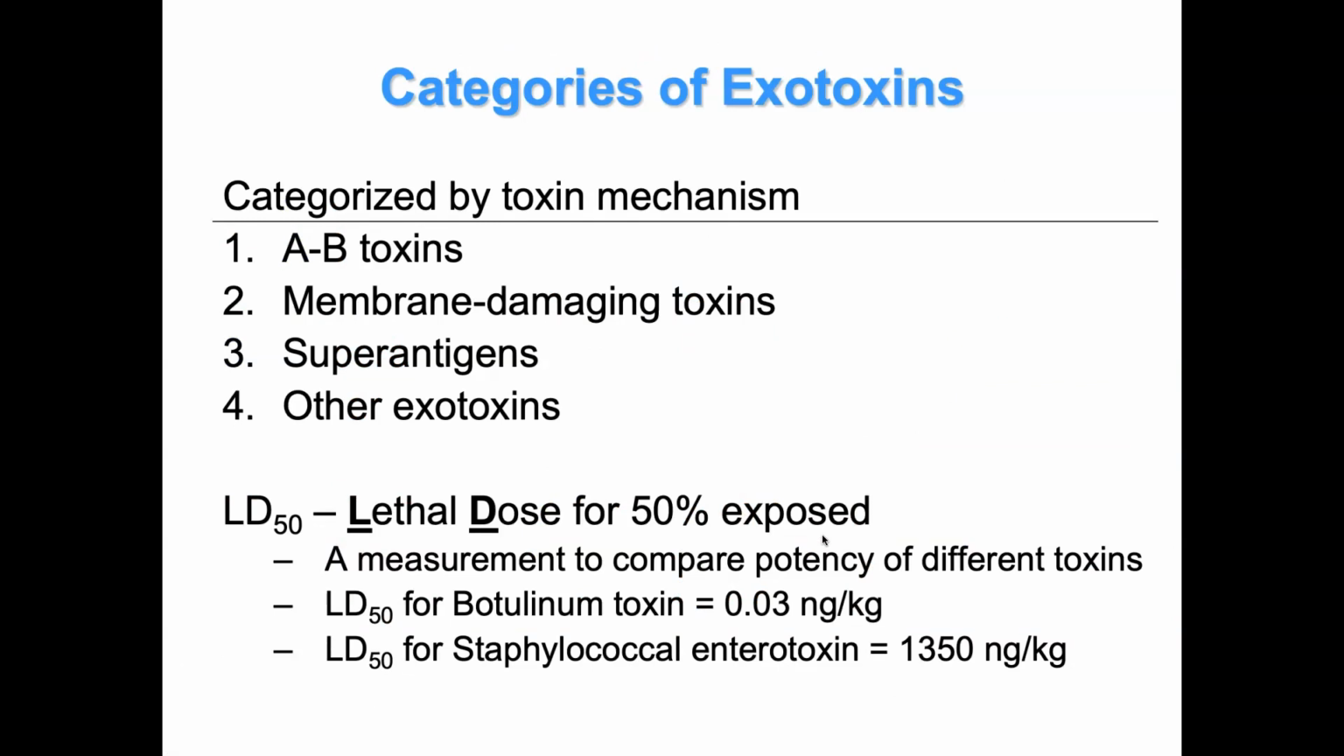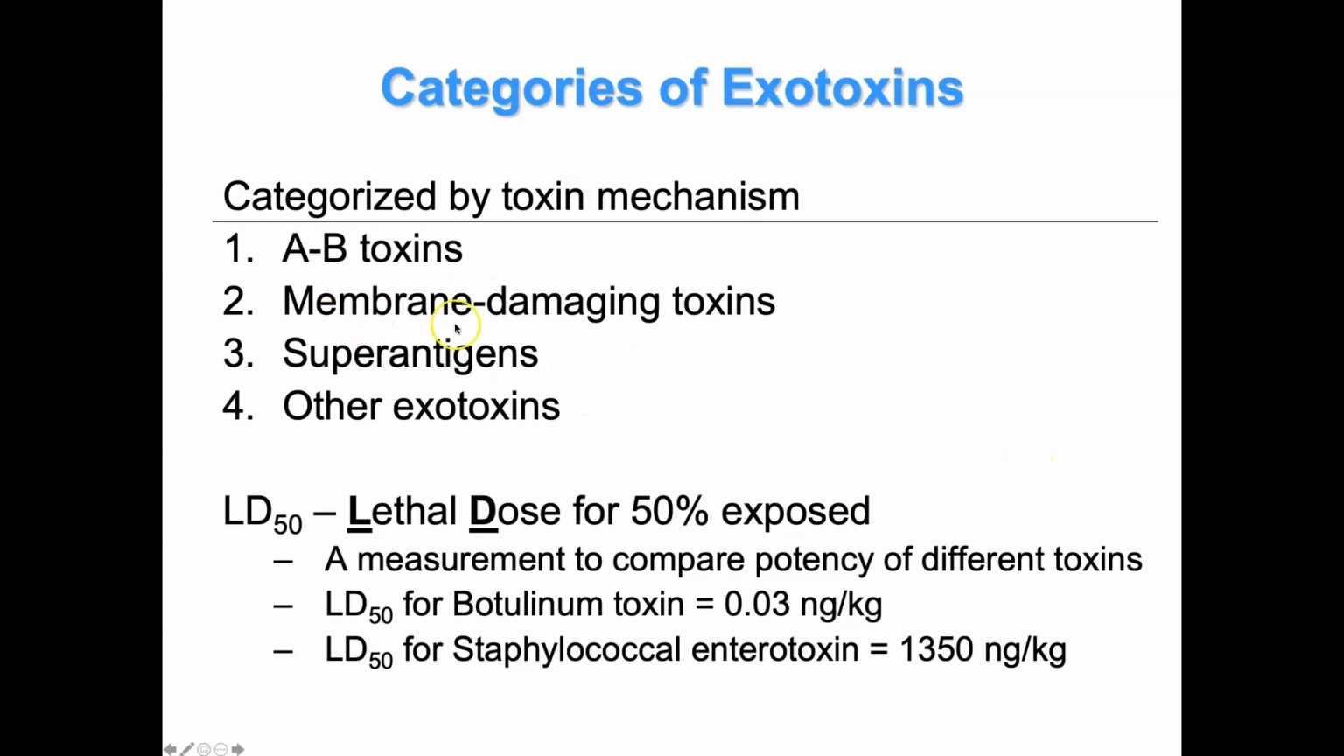These are the various different categories of exotoxins, and we're going to go over the top three. Categorize toxin by mechanism. The first one is an AB toxin. It consists of two parts, the A and the B. Most exotoxins are going to be AB toxins.